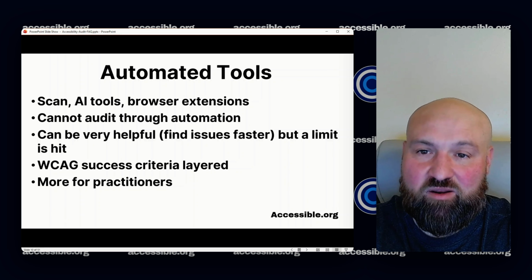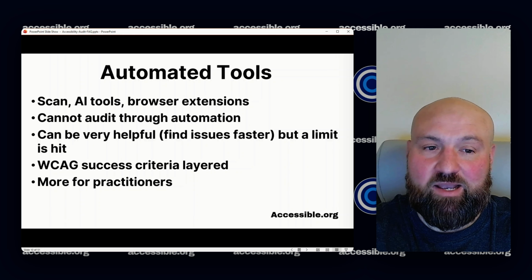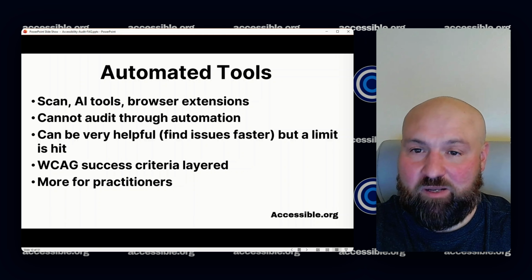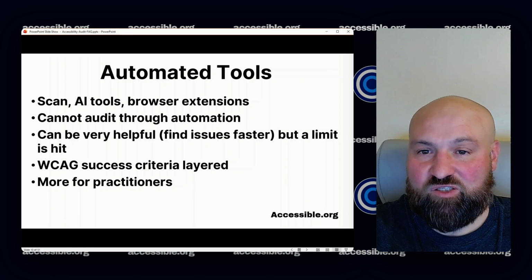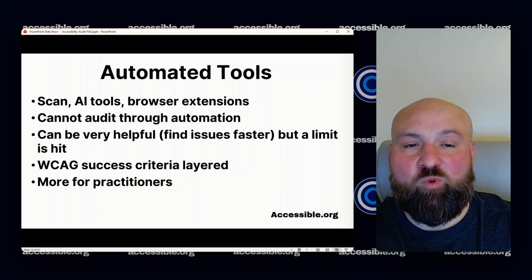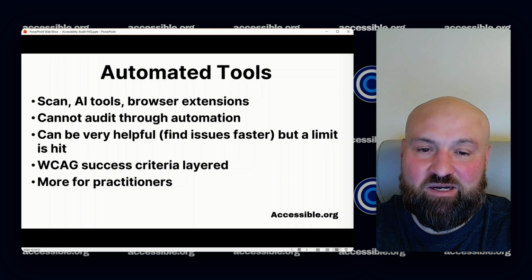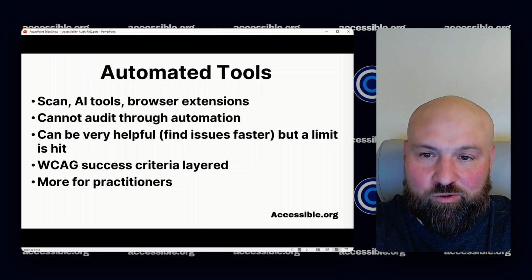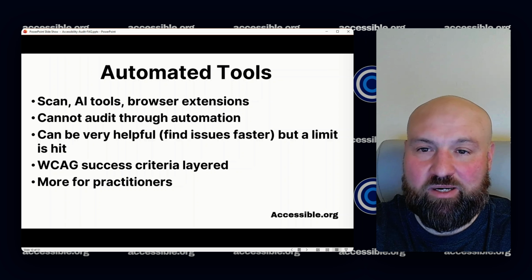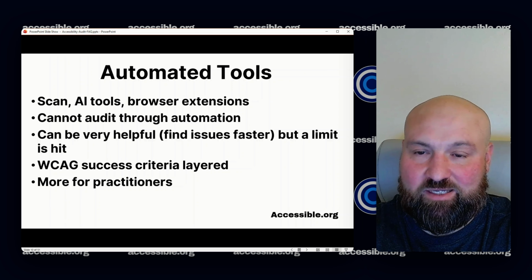So because of that, automation hits a limit, and it's a very early limit. We're not even close to being able to conduct an audit through automation. And this is even with the advancements in artificial intelligence. So, the way to think about automated tools is they're more for practitioners. So, they're more for the auditor who is conducting your accessibility audit than they are for you as a client.